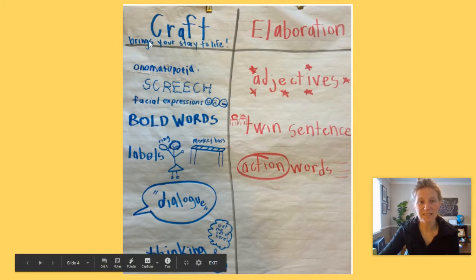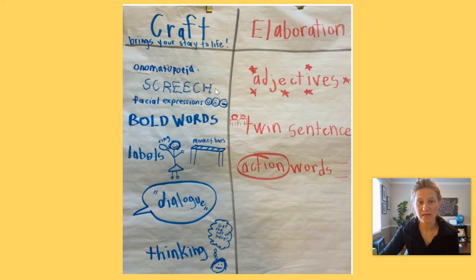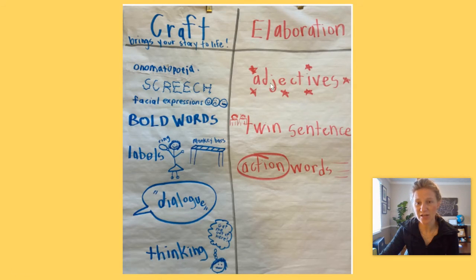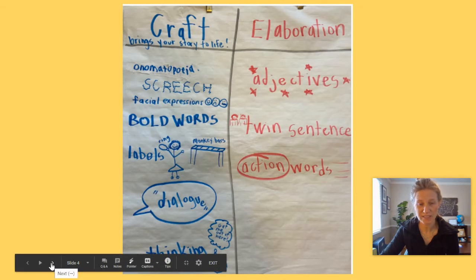Remember, craft is examples that bring your story to life. So onomatopoeia, sound words like screech, facial expressions in your illustrations, bold words, labels, dialogue, and thinking included in your story. Those are examples of craft. Examples of elaboration are adjectives, describing words that tell more, twin sentences, two sentences about the same idea, and action words, words that help bring your story to life.